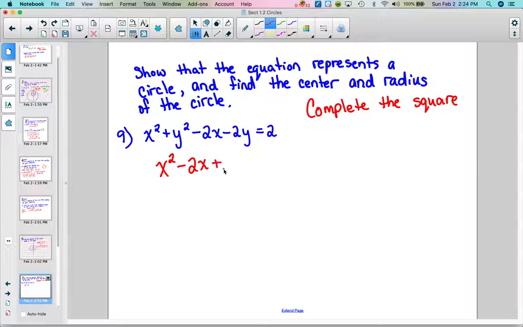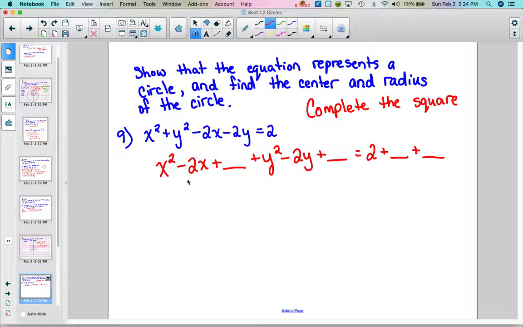I'm going to put a little plus blank for my completing the square, plus y squared minus 2y plus blank equals 2 plus blank plus blank. So notice that I just have the setup for the x's, I have the setup for the y's, but the constant still has to be on the other side, which it started out that way, so it already was.